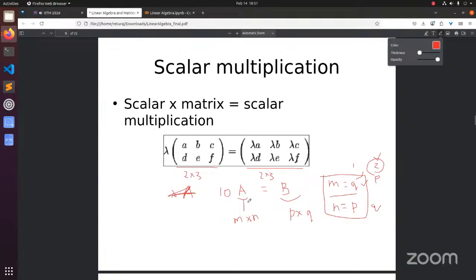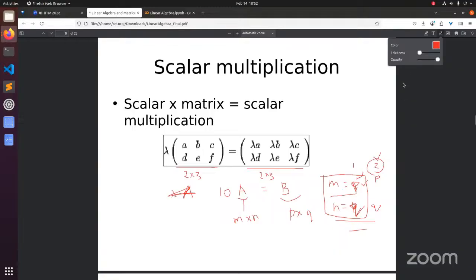So similarly, if you multiply with 10 or any number, why will it change the size of the matrix B? It must be that m is equal to p and n is equal to q. It cannot be anything else. Is everyone with me? Yes, sir.